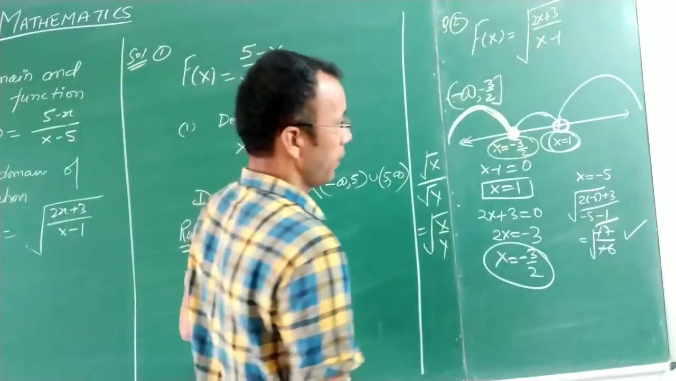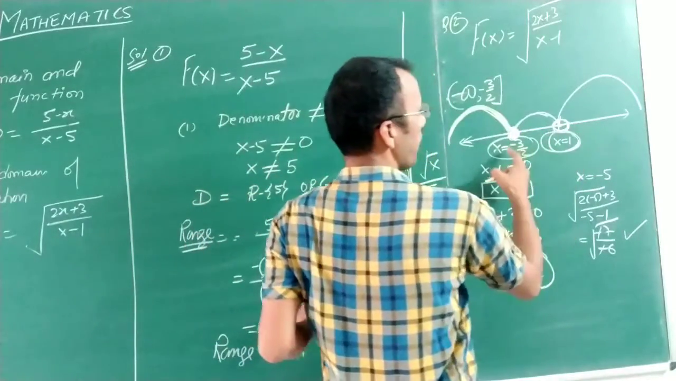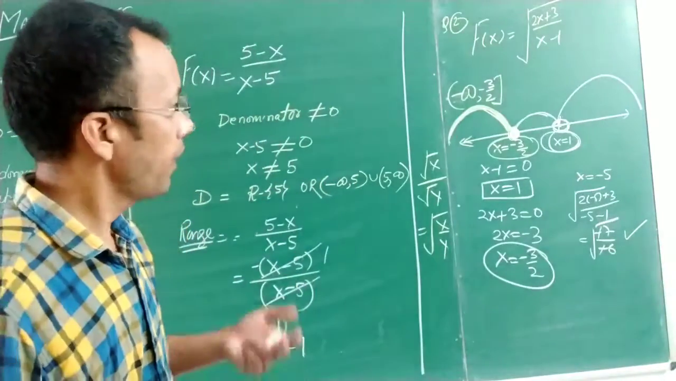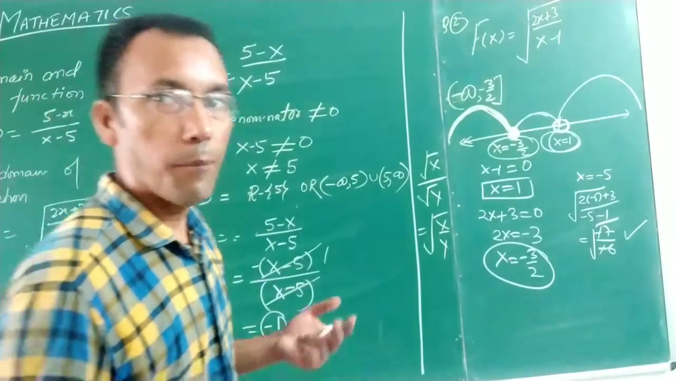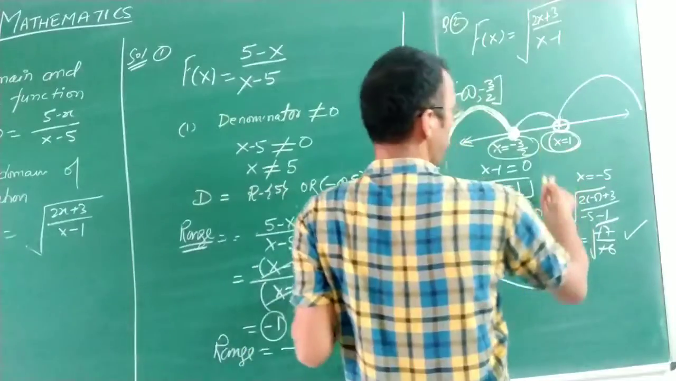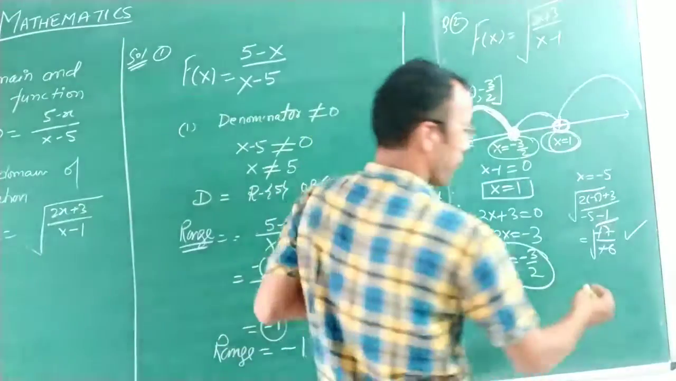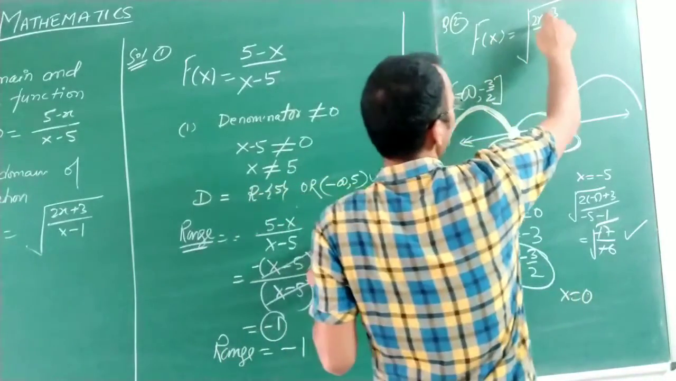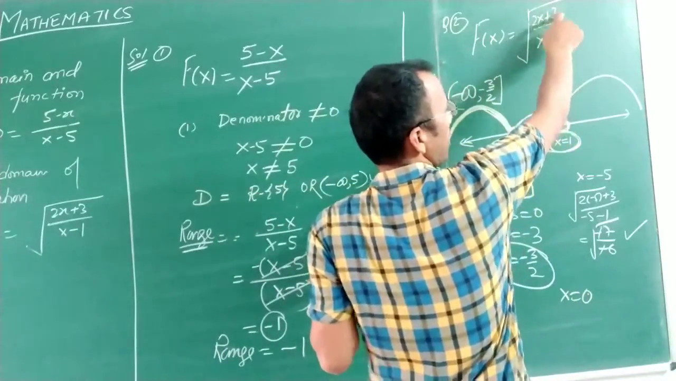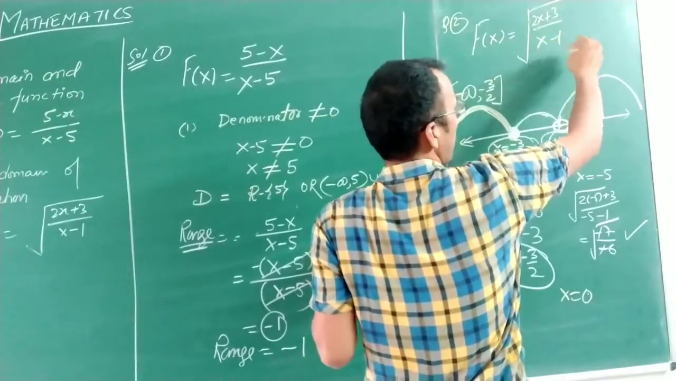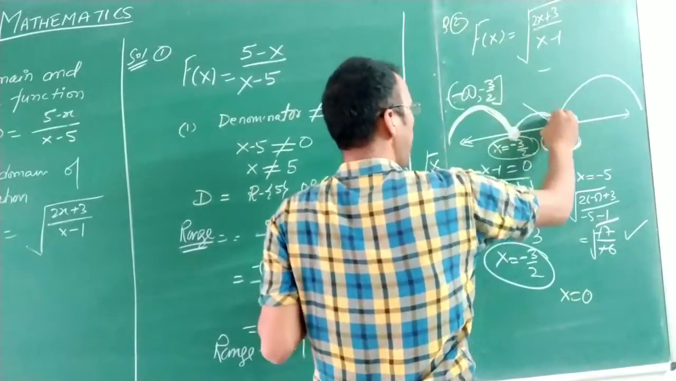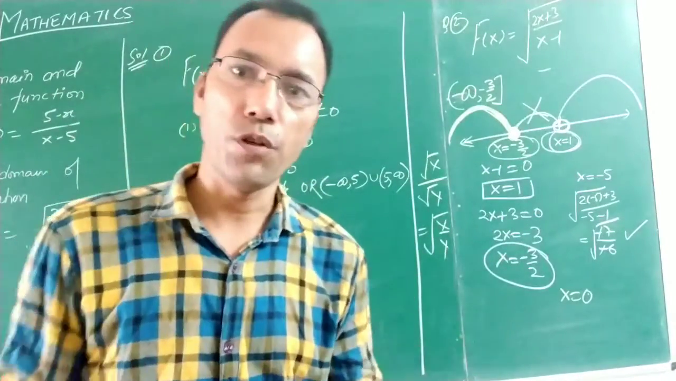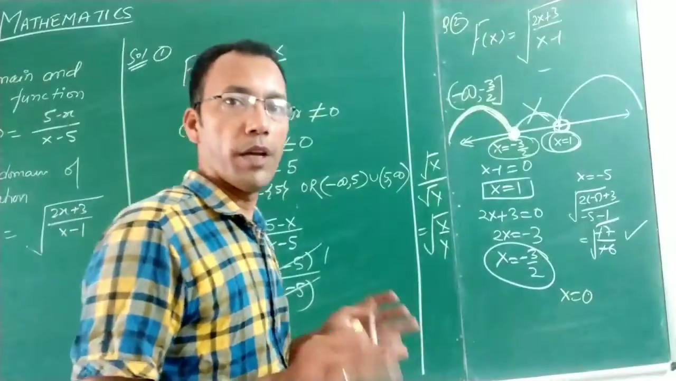Next, now put x between minus 3 by 2 and 1. Any number between minus 3 by 2 and 1. Like I am just going to put x is equal to 0. It is 2 into 0 plus 3, which is 3, and 0 minus 1, which is minus 1. So the whole is negative. That means minus 3 by 2 to 1 is not the solution. It is not part of the domain.